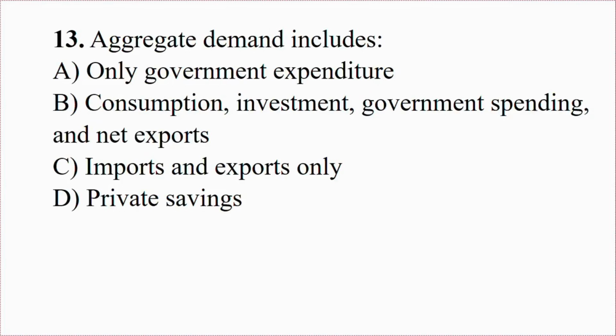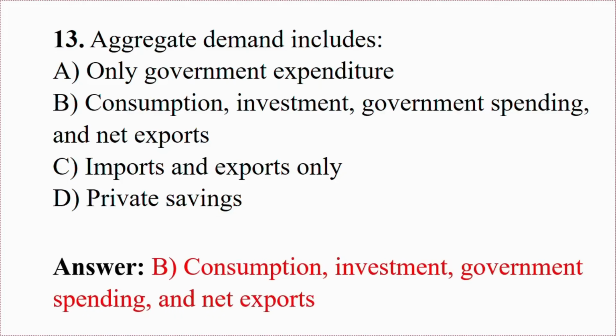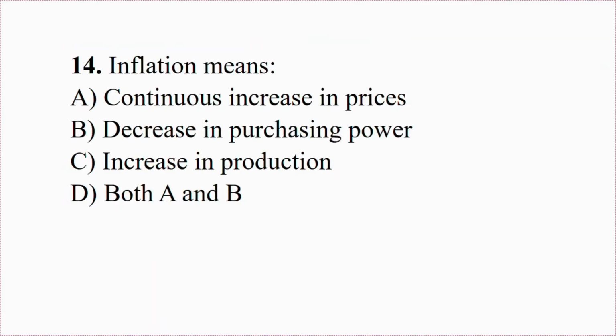The next question is aggregate demand includes A. Only government expenditure, B. Consumption, investment, government spending and net exports, C. Imports and exports only, D. Private savings. The correct answer is B, that is consumption, investment, government spending and net exports.